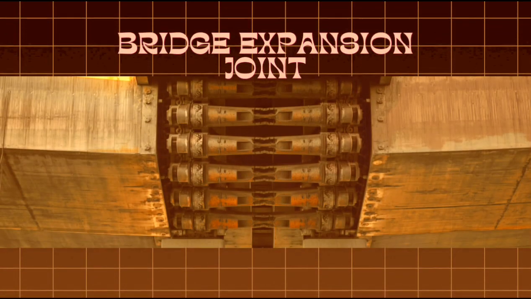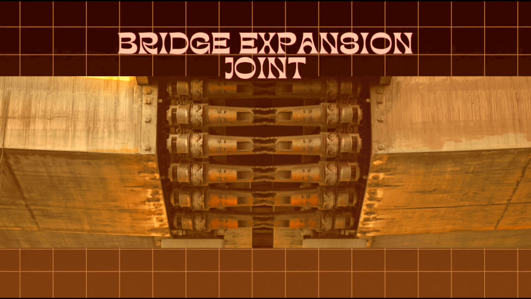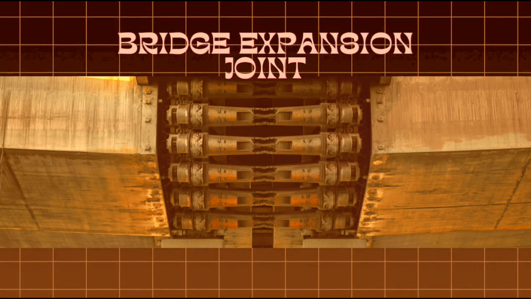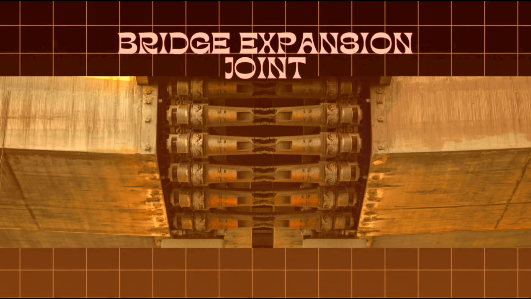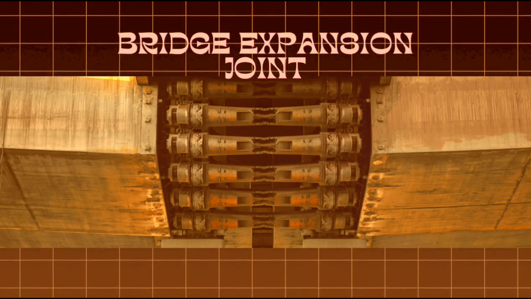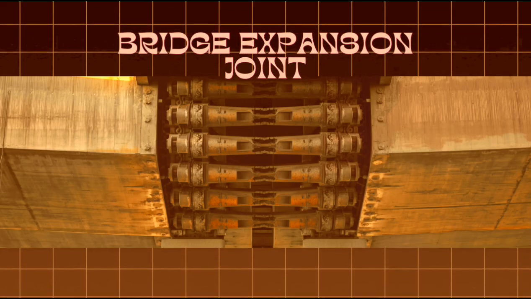Another example is the bridge expansion joint. Bridges use expansion joints to safely handle changes in temperature. These joints allow bridge materials to expand during hot conditions and contract during cooler temperatures without causing damage.